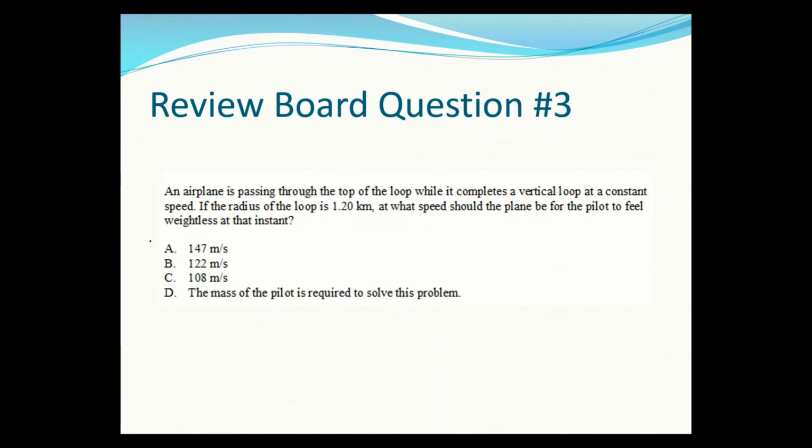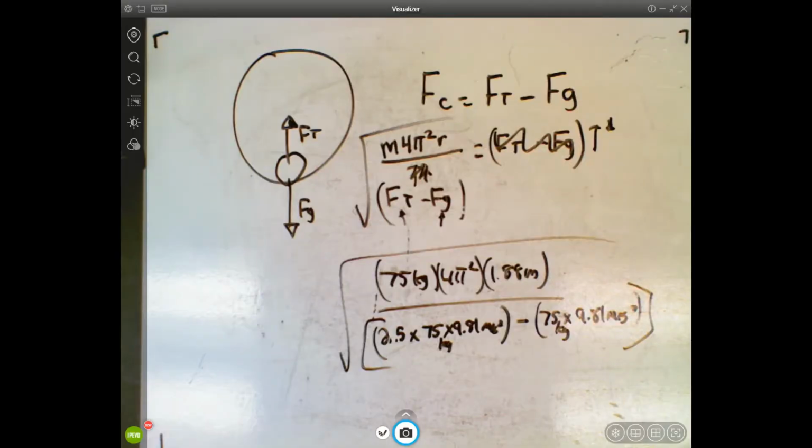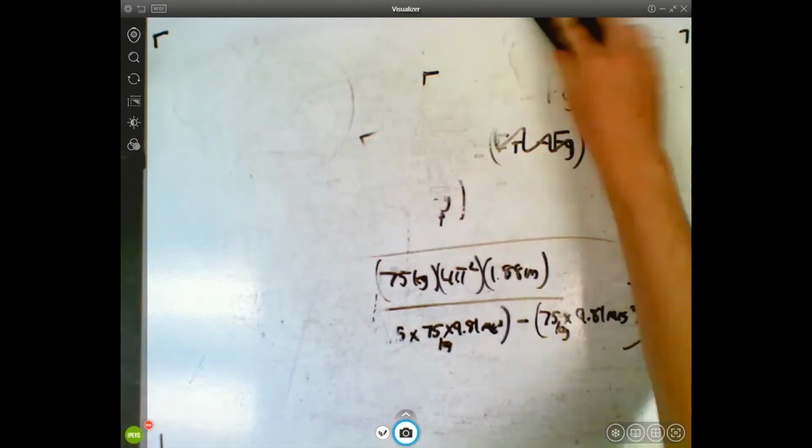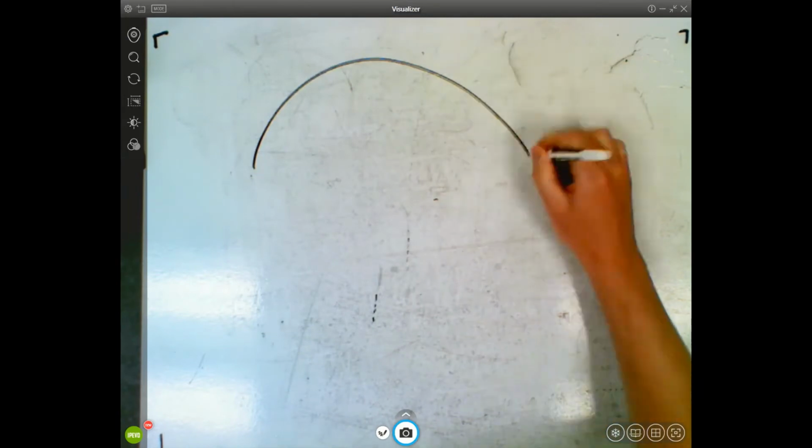If an airplane is passing through the top of the loop when it completes a vertical loop at a constant speed, and the radius of the loop is 1.2 kilometers, what speed should the plane be flying to make them feel weightless? Okay. So this is an airplane at the top of the loop.